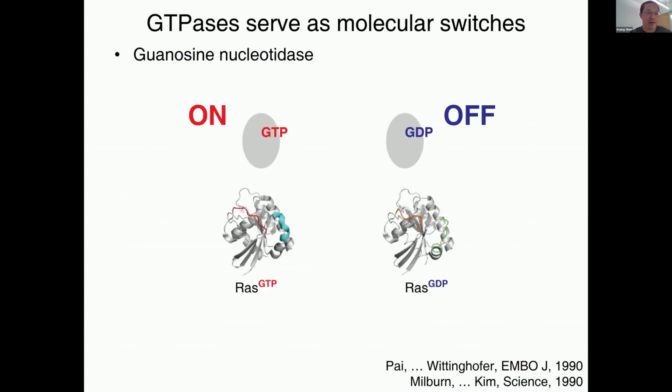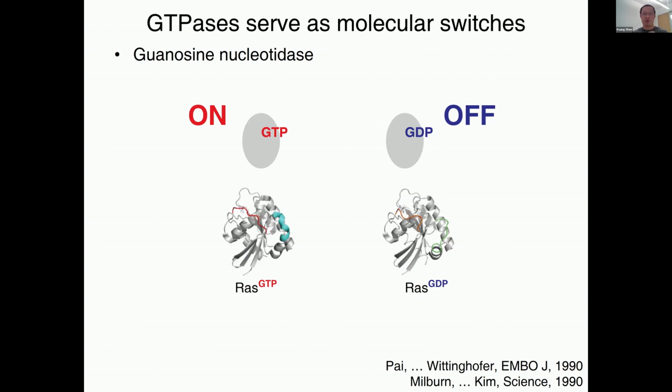So just to make sure everyone's on the same page, what is a GTPase and how does it do its function? A GTPase is a guanosine nucleotidase. It can either bind a GTP, guanosine triphosphate, or a GDP, guanosine diphosphate. And based on the identity of the bound nucleotide, it will display different conformations.